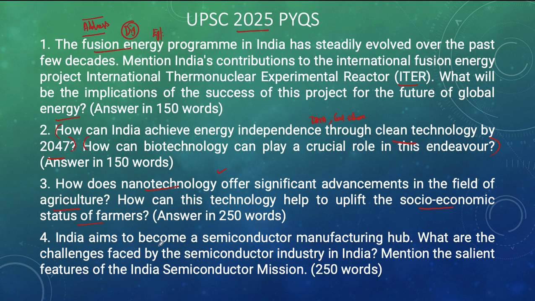India aims to become a semiconductor manufacturing hub. What are the challenges faced by the semiconductor industry in India? Mention the salient features of the Indian Semiconductor Mission. This particular question pertains to a government mission or scheme, students. So we need to clearly mention when the scheme was launched, what are the targeted achievements, and what targets we planned in that, and who are the beneficiary groups. We need to clearly mention that here.